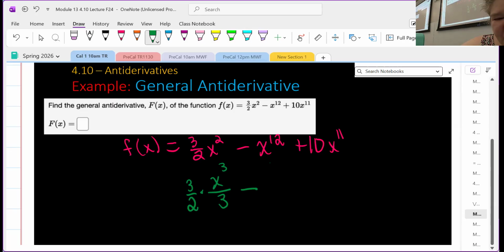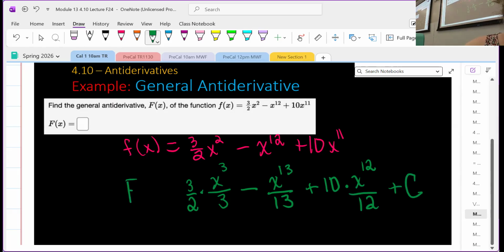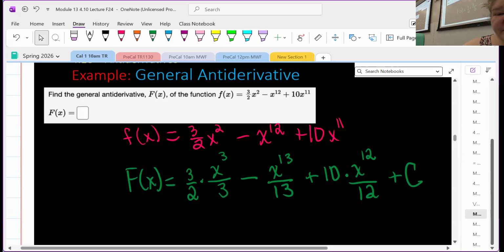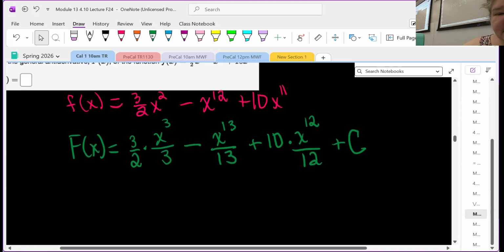So we're still going to have this minus. Then x to the 12th will become x to the 13th over 13. Plus 10 times x to the 11th will now become x to the 12th over 12. And then at the end, we put a plus c, for that unknown arbitrary constant.